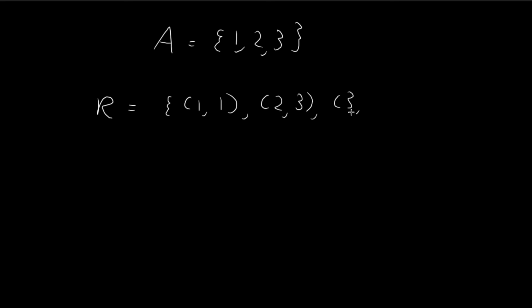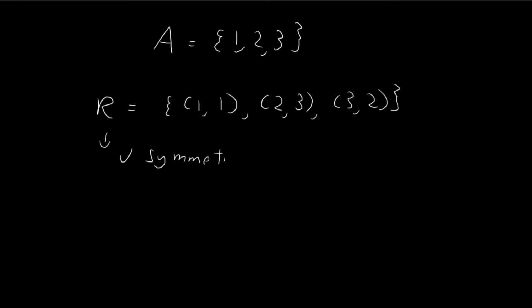Now let's take a look at another example. Suppose this time A is still the set consisting of the numbers 1, 2, and 3. And let's say this time R is the set consisting of the ordered pairs (1, 1), (2, 3), and (3, 2). Now for this relation, this is definitely symmetric.